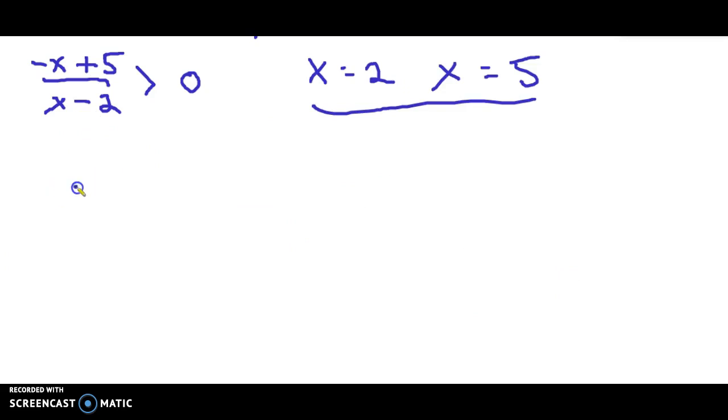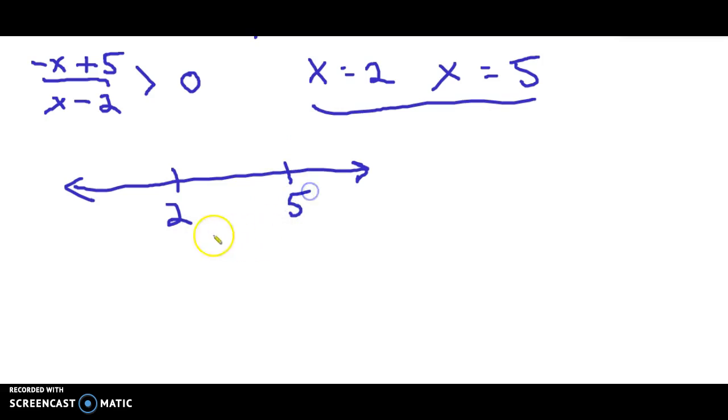So now what we will do is create a number line on which these critical values would lie, and we're going to test the areas in which they would lie. So here's 2 and 5. And we know that at x equals 2, this inequality cannot exist. And when x equals 5, this side of the inequality is equal to 0, so this does not work either. But now we have to test on each side, or each area of this number line. So let's go ahead and test that.